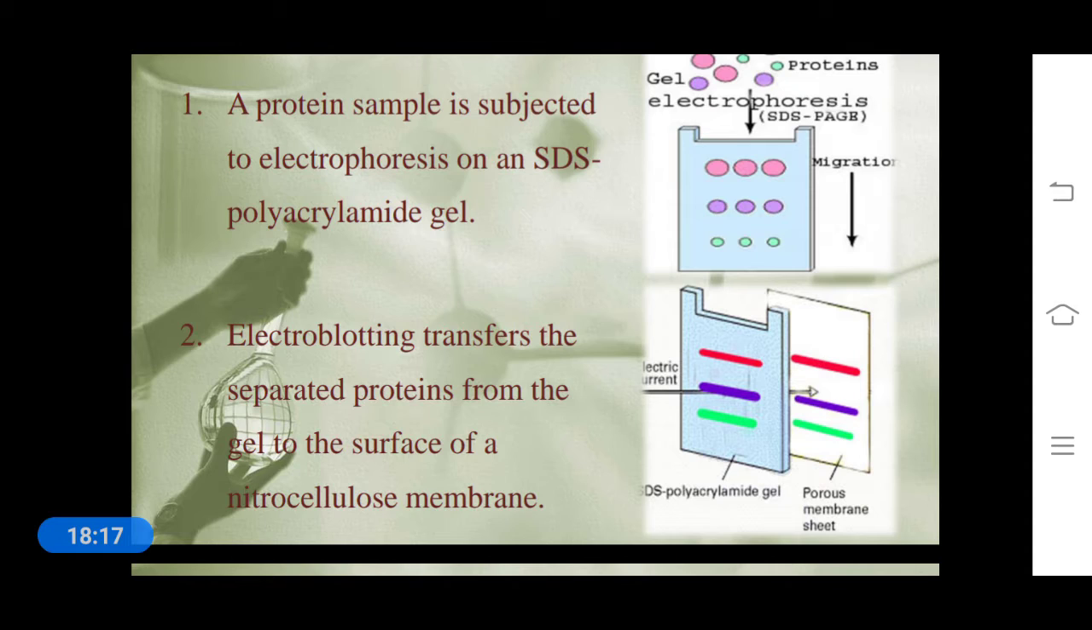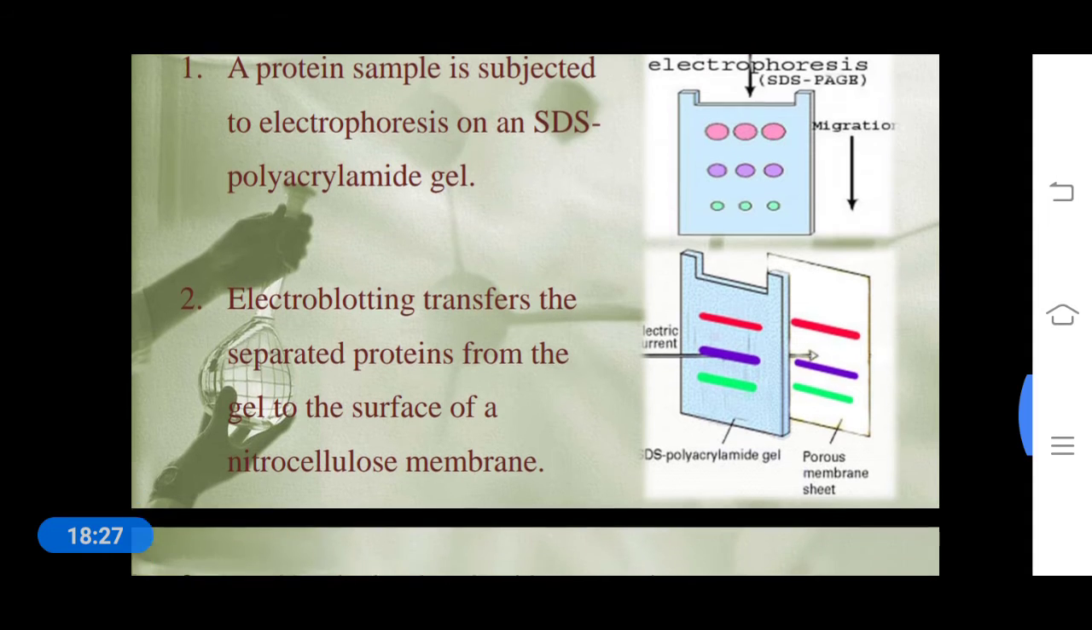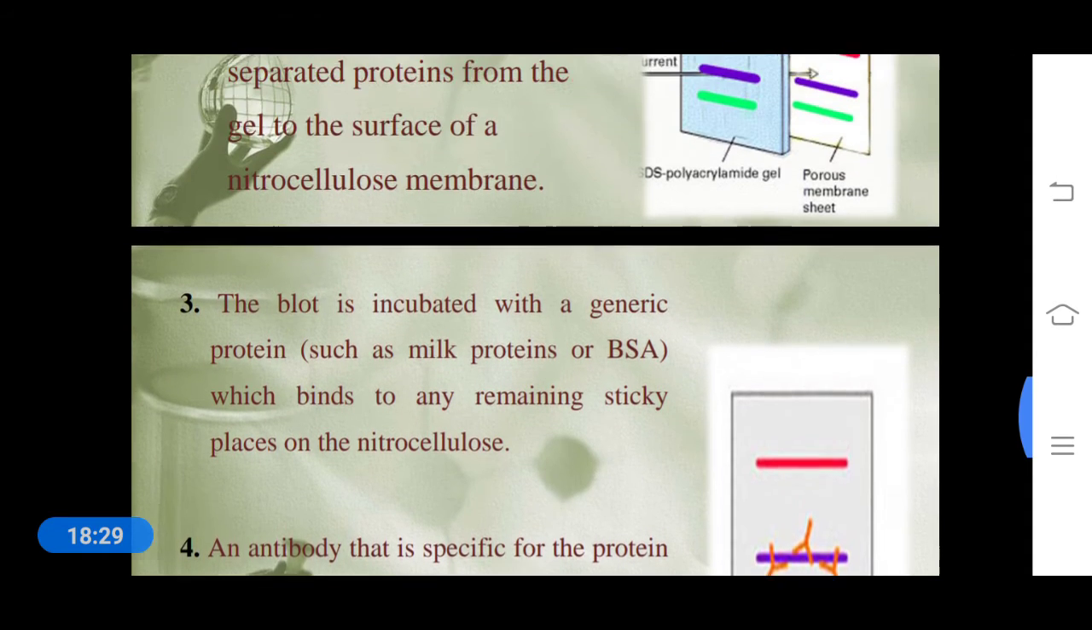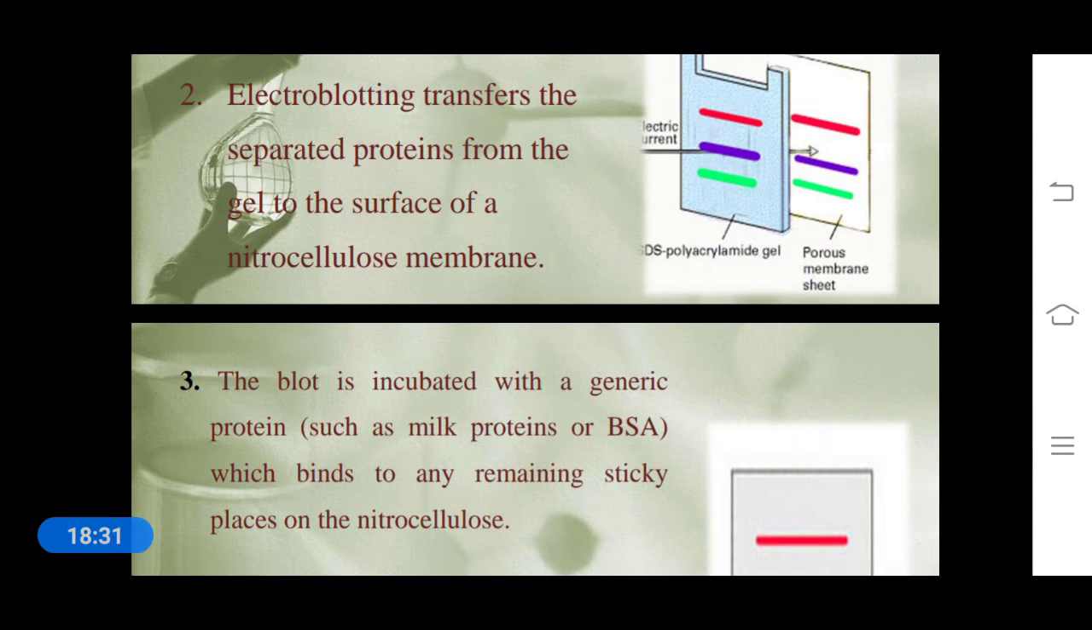The electroblotting transfers the separated proteins from the gel to the surface of the nitrocellulose membrane. Here electroblotting means we transfer the protein bands produced on the SDS-PAGE gel to the nitrocellulose membrane paper by the electroblotting method.